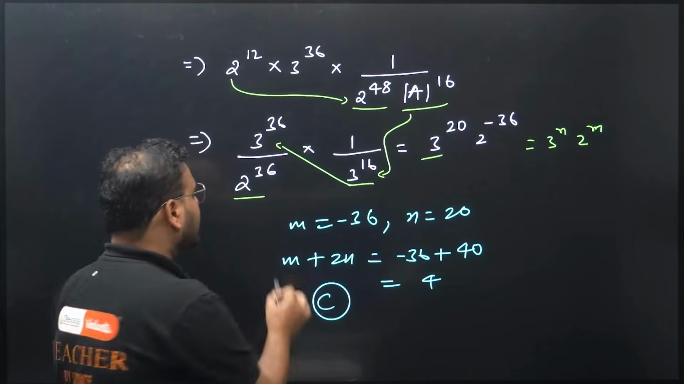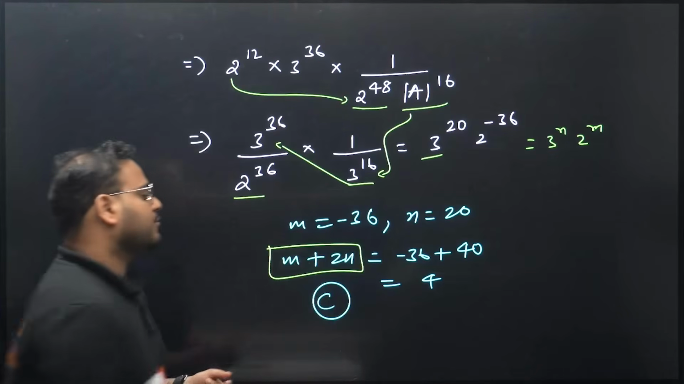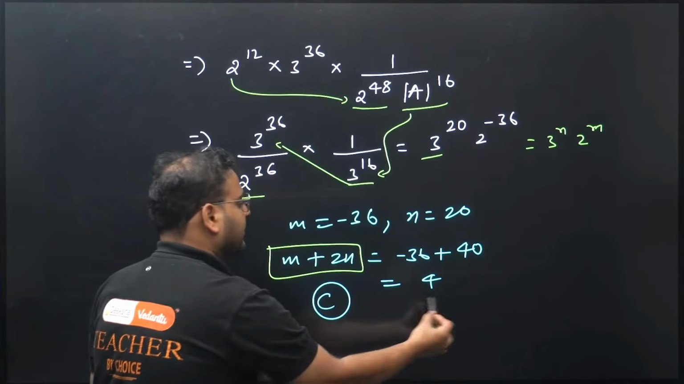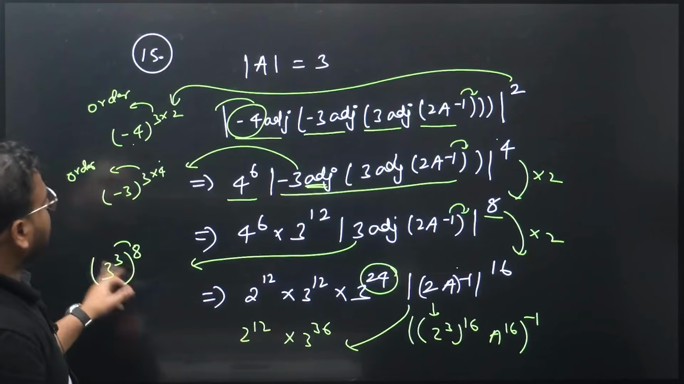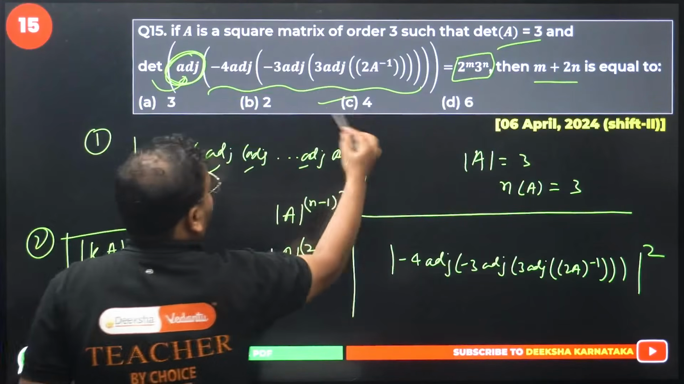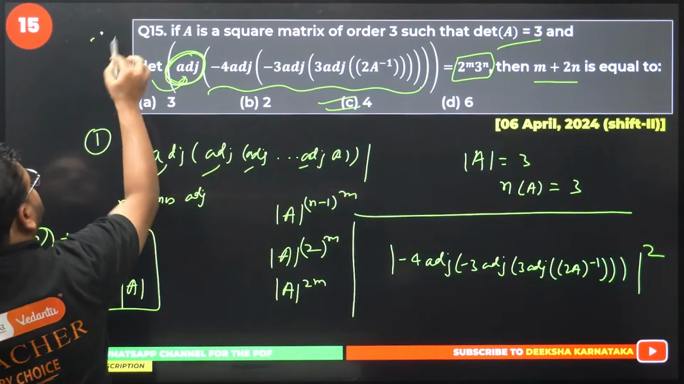What are they asking? m plus 2n. So minus 36 plus 40. Answer is coming as 4. Option C is correct.